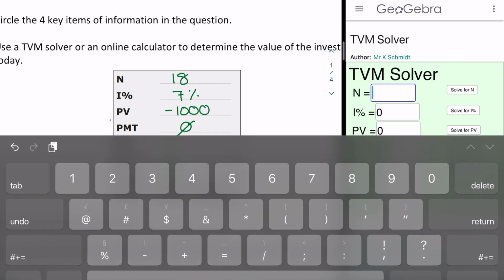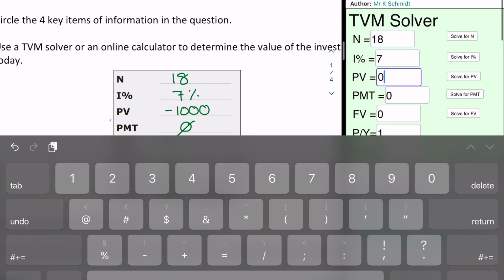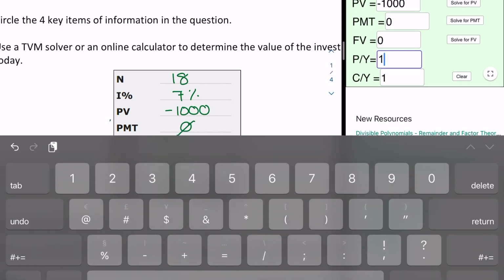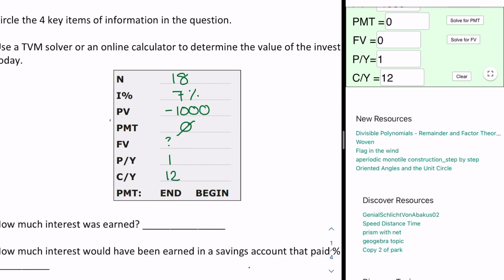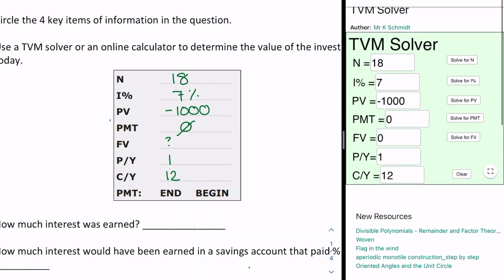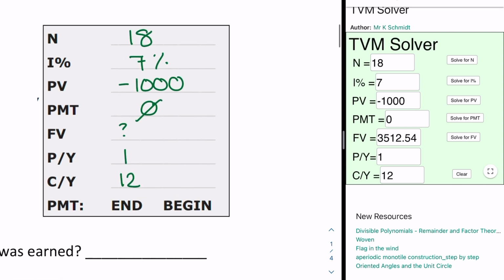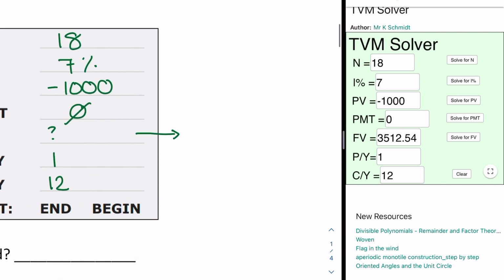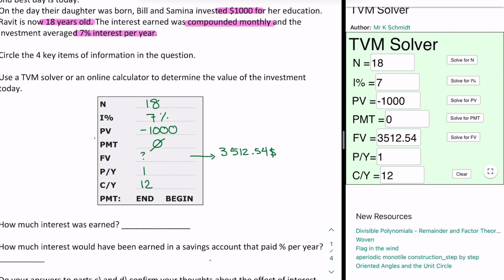If you plug all that into your calculator, we have 18, 7, minus 1,000, and then 12 right here. Then we solve for FV, which gives us $3,512.54 after you've calculated it.